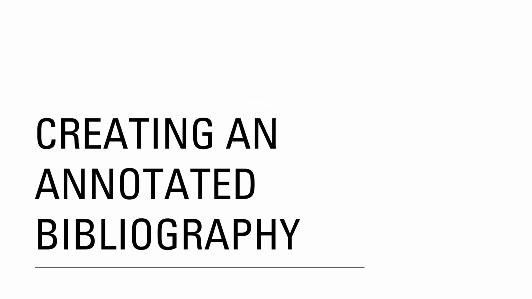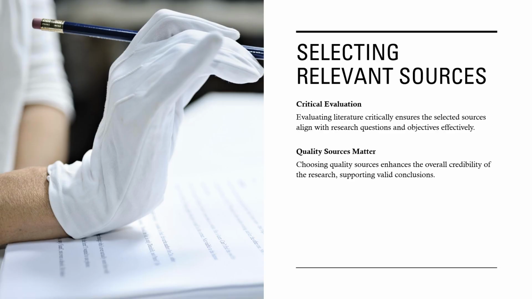The process of creating an annotated bibliography involves selecting relevant sources, writing annotations, and ensuring proper formatting according to academic standards. This section will provide guidance on these steps. Selecting relevant sources involves critically evaluating literature to ensure that it aligns with the research questions and objectives. Quality sources enhance the credibility of research.